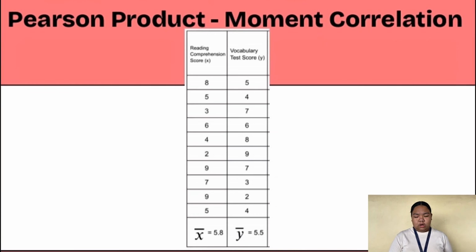Then for the second column, which is the vocabulary test score, we need to add all of the given, which is 5 plus 4 plus 7 plus 6 plus 8 plus 9 plus 7 plus 3 plus 2 plus 4 is equal to 55, then 55 divided by 10 is equal to 5.5. And the final answer for the second column is 5.5. For the third column, we have x minus the mean of the first column, which is the reading comprehension score.